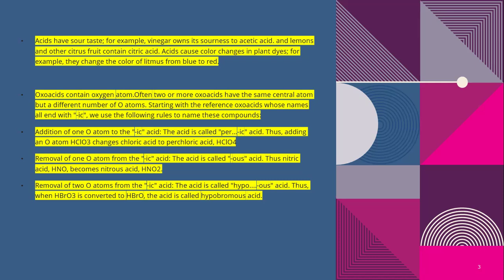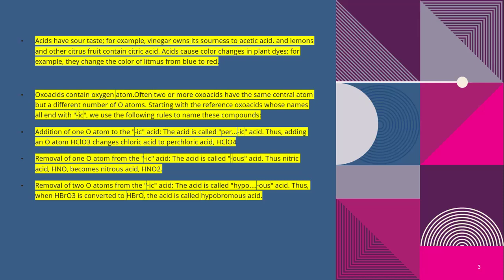With the removal of one O atom from the -ic acid, the acid is called -ous acid. Thus nitric acid is HNO3. If we remove one oxygen, it becomes nitrous acid, which is HNO2. So nitric acid is HNO3, remove one oxygen, it becomes nitrous acid, HNO2.